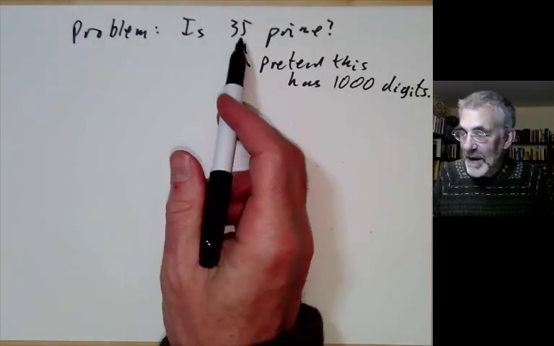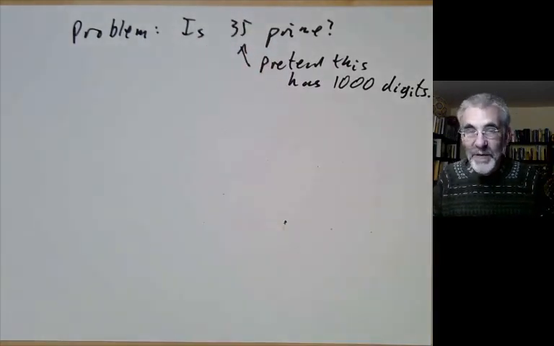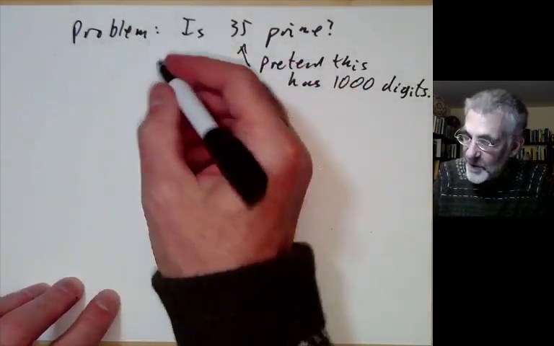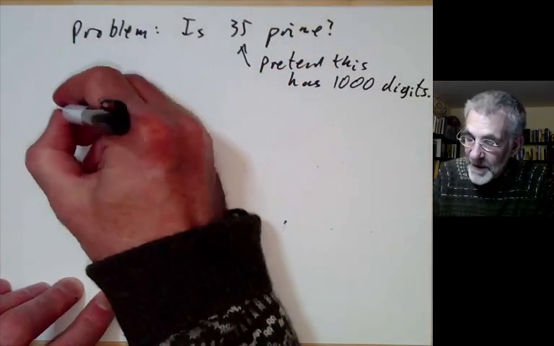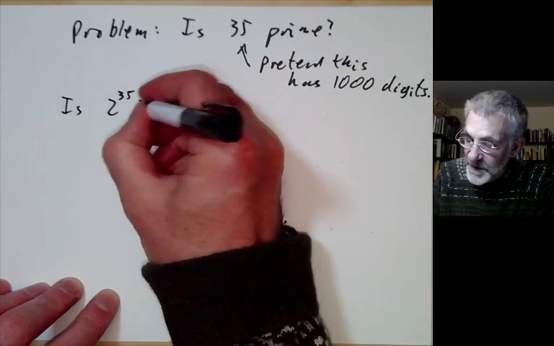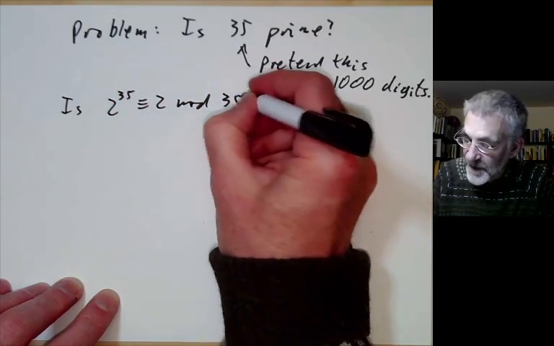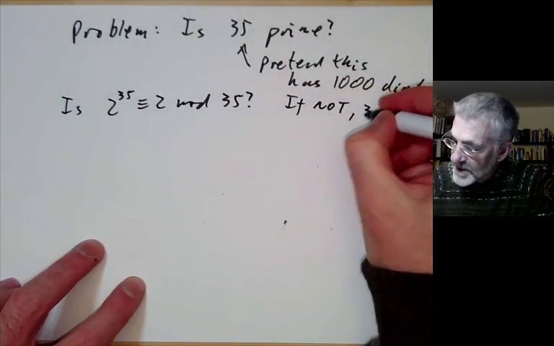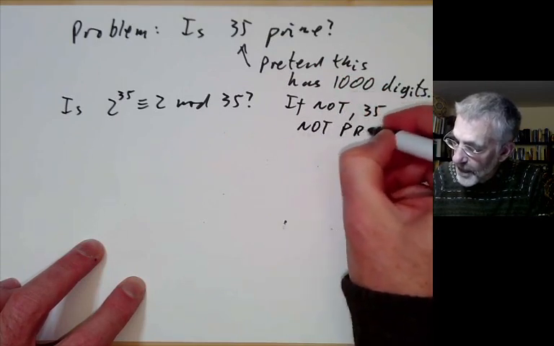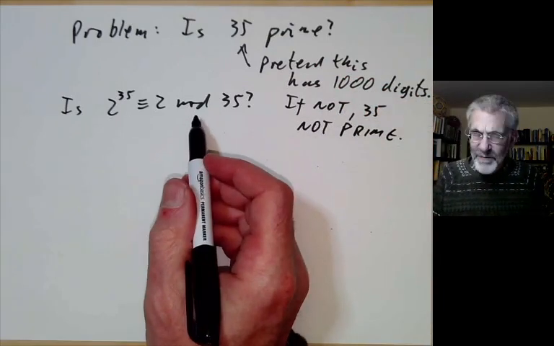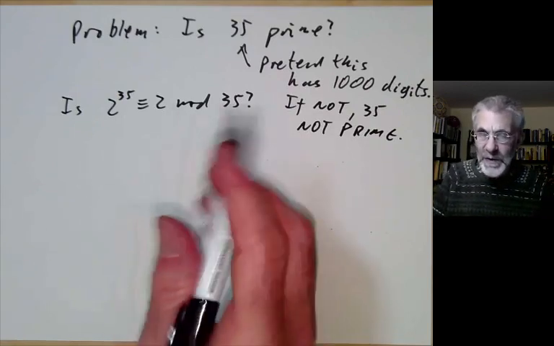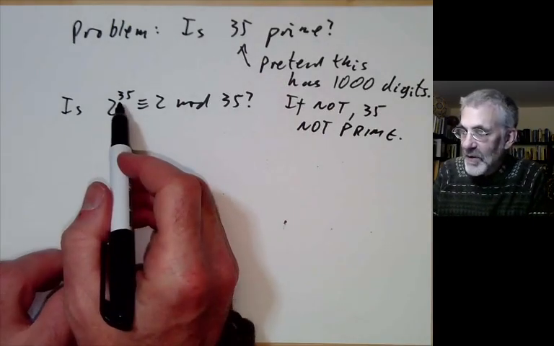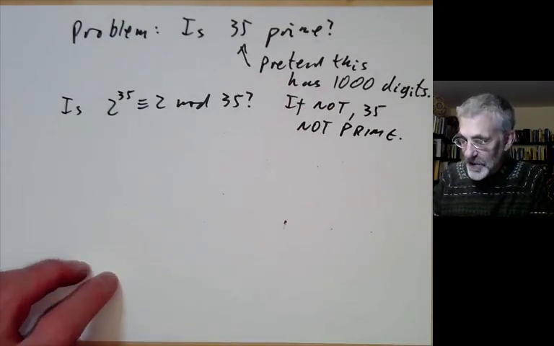So what I'm going to do is run a test for this number that will sometimes work for very much bigger numbers. Well, if 35 is prime, then we can ask, is 2^35 congruent to 2 modulo 35? If not, then 35 is not prime. If it is, does that imply 35 is prime? Well, we'll discuss that when we've done this example. So I'm going to calculate 2^35 modulo 35.